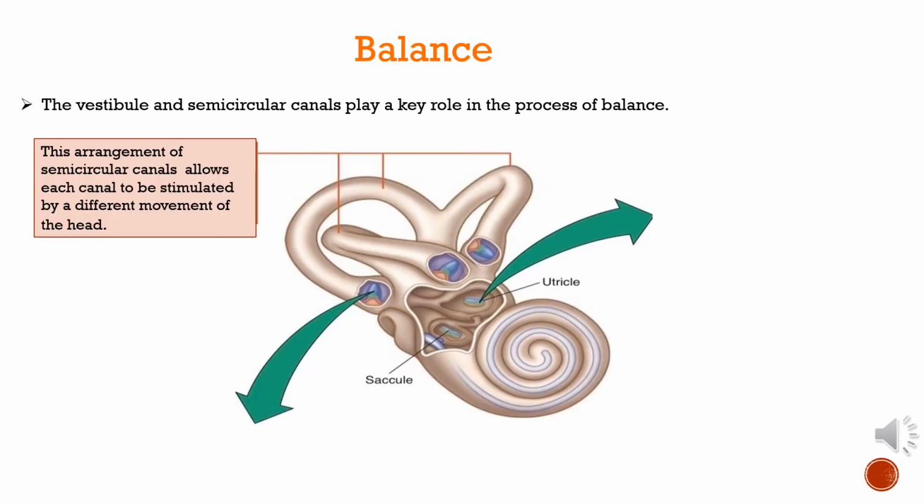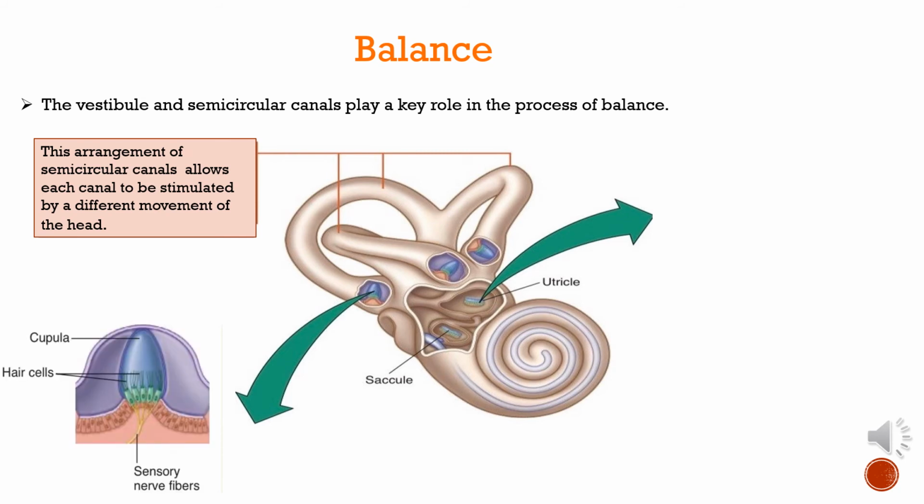The vestibule and semicircular canals play a key role in the process of balance. So you can see in the picture how these structures contribute to balance. The different movements of the head stimulate three semicircular canals, which are filled with endolymph. At the end of each canal is an area called an ampulla. Within each ampulla is a mound of hair cells topped by the cupula. The light weight of the cupula makes it float in the endolymph that fills the semicircular canals.